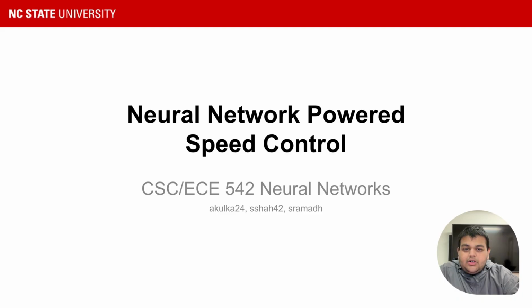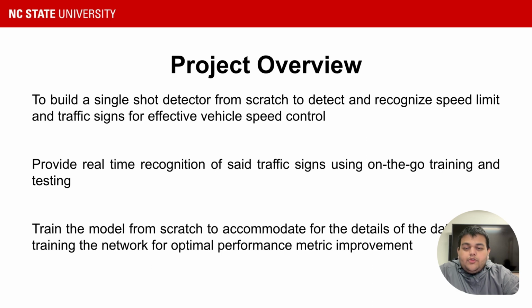This is our poster. Our overview is that we built a single shot detector, which defines a single region of interest and tries to determine the output from the image, video, or real-time input that has been given to it. We created a neural network from scratch which recognizes speed limit signs and traffic signs, and recognizes what they say and what numbers are presented on them.